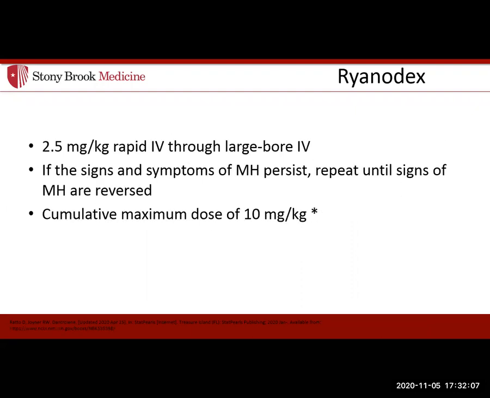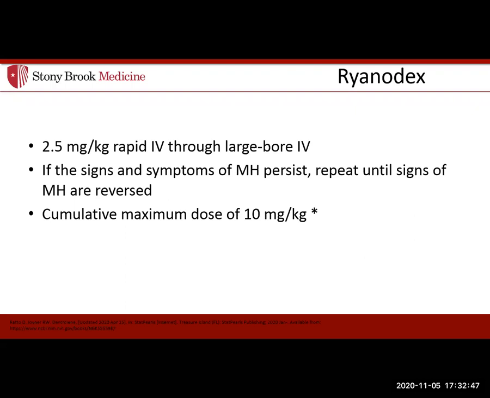Now, Ryanodex is a weight-based drug, so it's given at 2.5 milligrams per kilogram rapidly. It's usually given over at least 1 minute, and this is through a large bore IV, again, just because of the risk of extravasation. Now, if the signs and symptoms of MH persist, you want to repeat this dose until the signs are actually reversed. So you can give this medication up to a cumulative maximum dose of 10 milligrams per kilogram, but there is a caveat to this. There's been studies that have shown that some patients may actually require up to 30 milligrams per kilogram of Ryanodex to stop the symptoms of malignant hyperthermia.